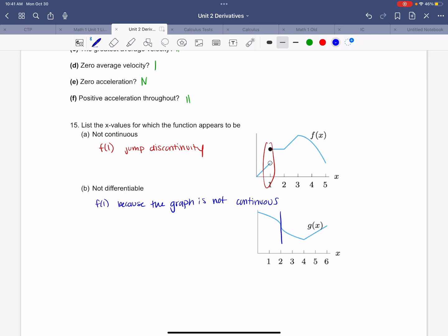At vertical tangents, as well as these corners here, because the slopes don't agree from the left and the right-hand side. So you're also not differentiable at G of 2 because there's a vertical tangent. And G of 4 because you have a cusp, meaning that the slopes from the left and right don't agree. The end.